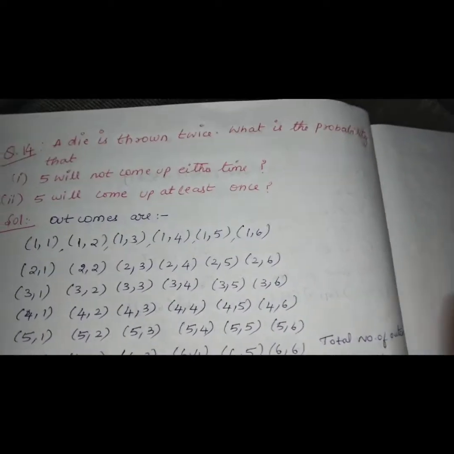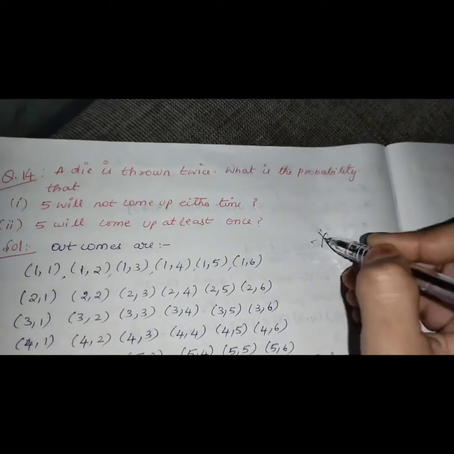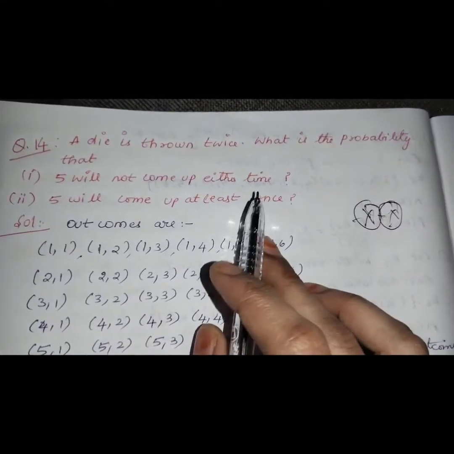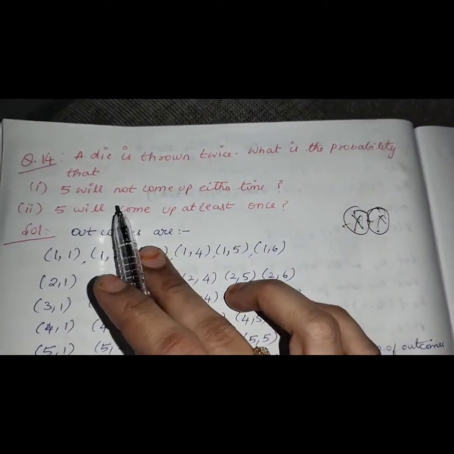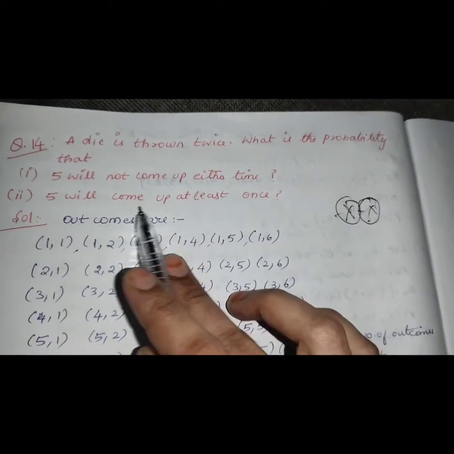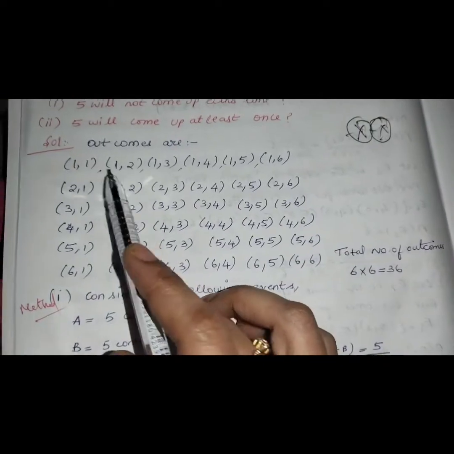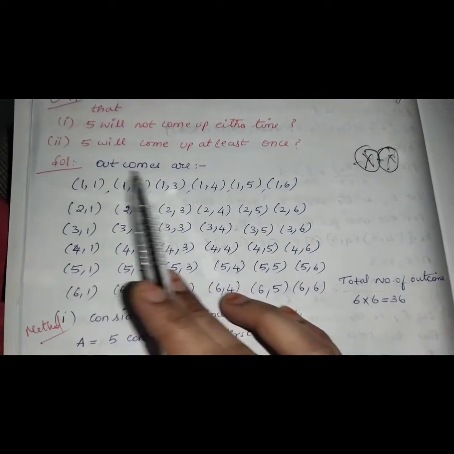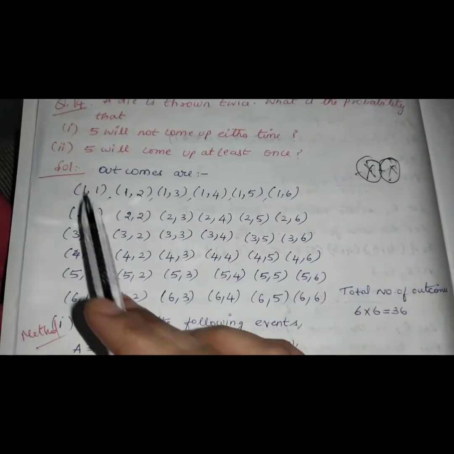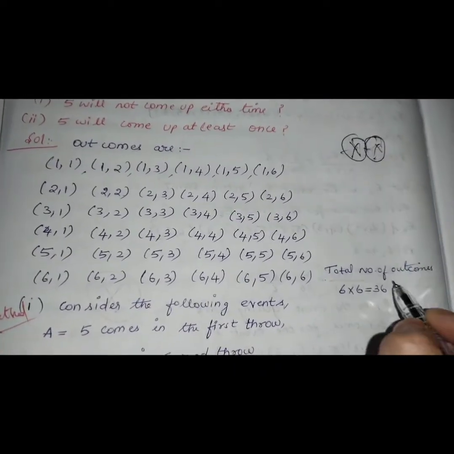Question 14, this is a very important question of previous year question paper. A die is thrown twice. What is the probability that 5 will not come up either time? 5 will come up at least once. A die is thrown twice. We write the outcomes in this format: 1 1, 1 2, 1 3, 1 4, 1 5, 1 6, then 2 1, 2 2, 2 3, in this format up to 6 6. Total number of outcomes is 36.